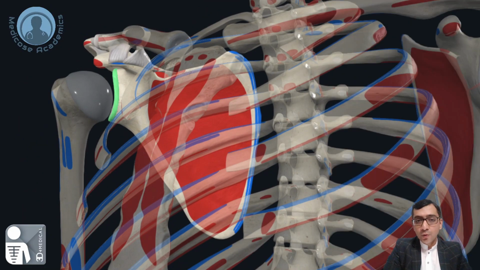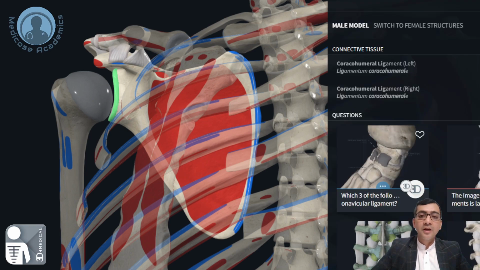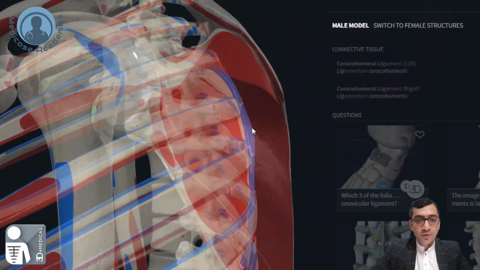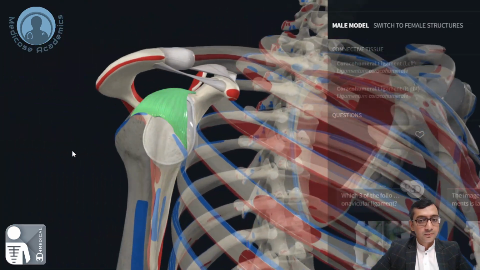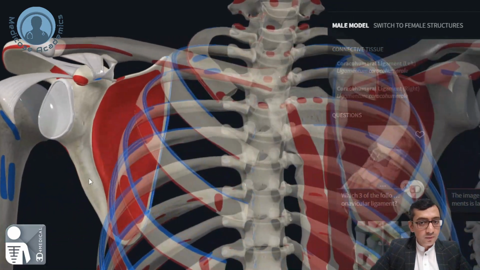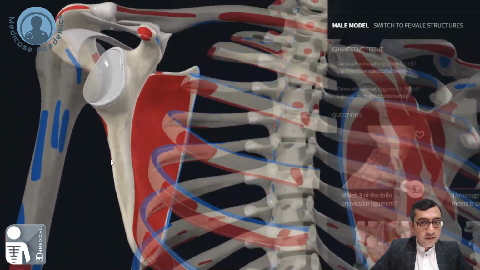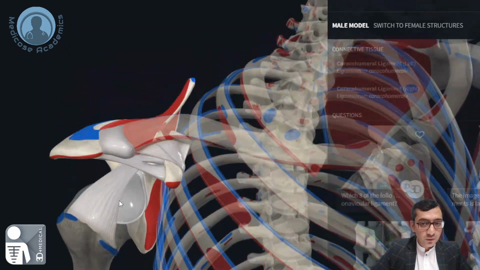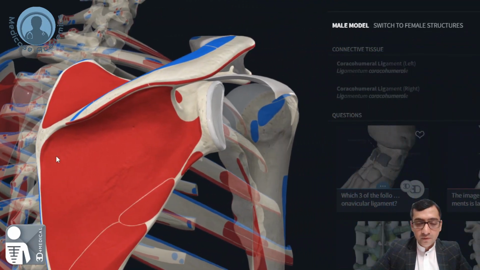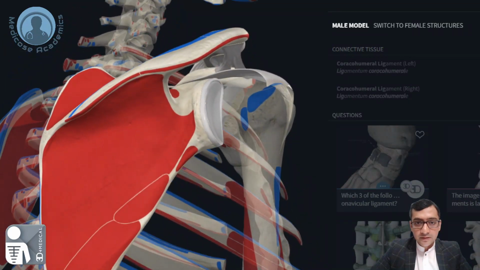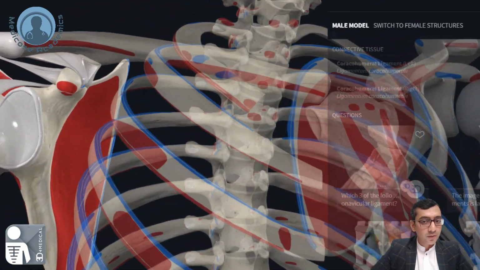That will be the coracohumeral ligament. This will be the ligament that will be running from the coracoid process to the humerus. Let me show you here. This one will be the coracohumeral ligament. Again, the attachment will be near the base of the coracoid process. You might be able to see it well right here. It is giving attachment to the base of the coracoid process.